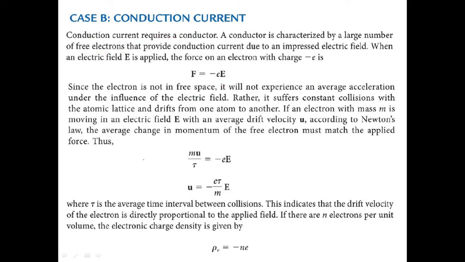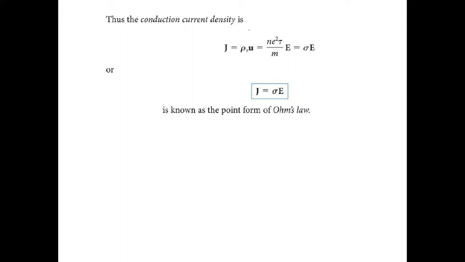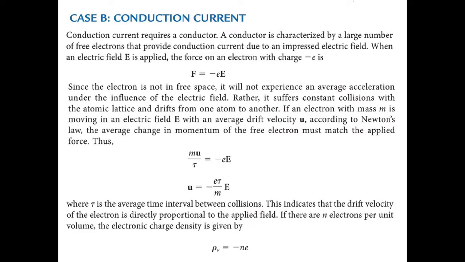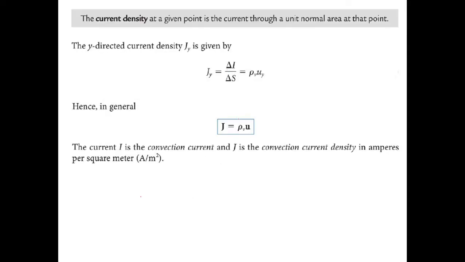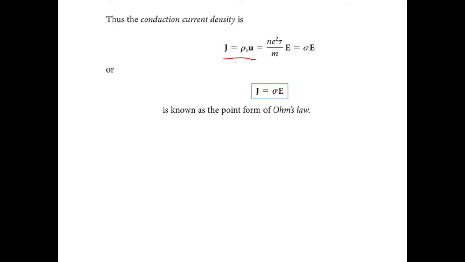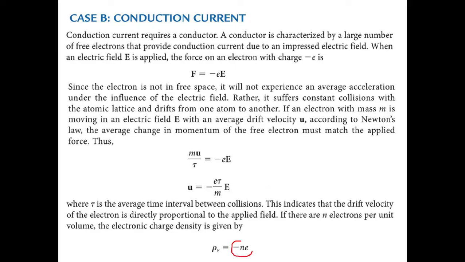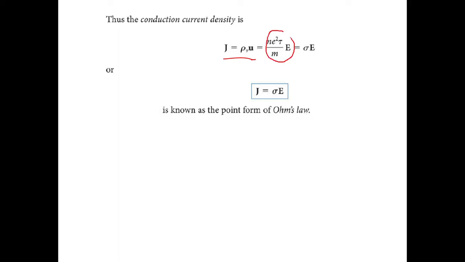Thus, the conduction current density J is equal to rho V into U. How did we get this? From here. J is equal to rho V into U, that is from this derivation. The same equation is written here. Now, what is rho V? Rho V is given by minus N into E, correct. And U is given by minus E tau by M into E. So when you multiply these two, what happens? Minus into minus will become plus N E square tau by M into E. So that is what we have got here, right?